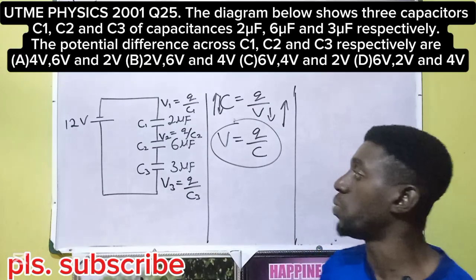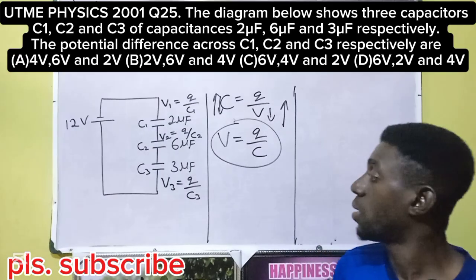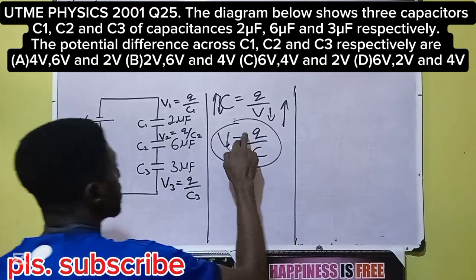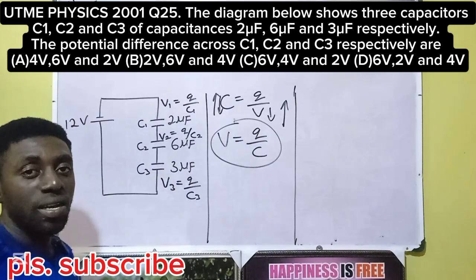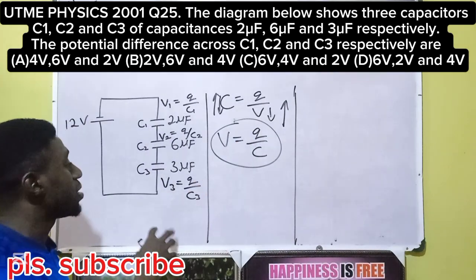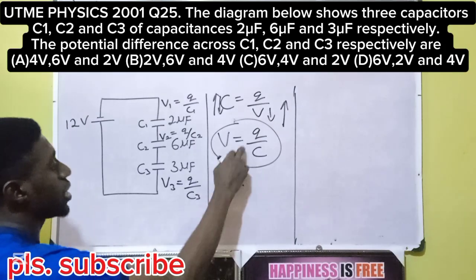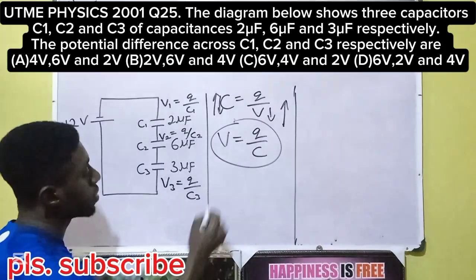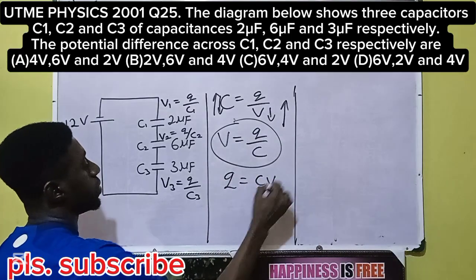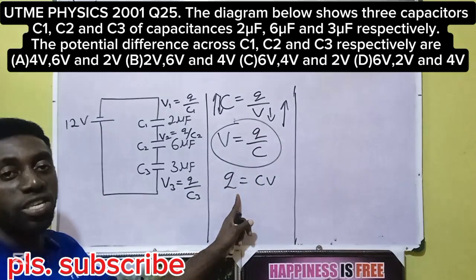Then to find the charge, what do we do? We apply maths. Let's go and make charge the subject of the formula. This is capacitance. The question is centered on capacitance of a capacitor, so we'll focus on this equation. So to get the charge, make Q the subject. Q becomes equal to CV. That's how to find the charge.